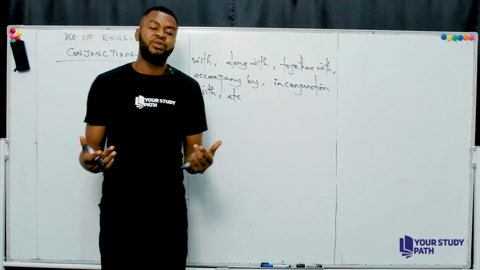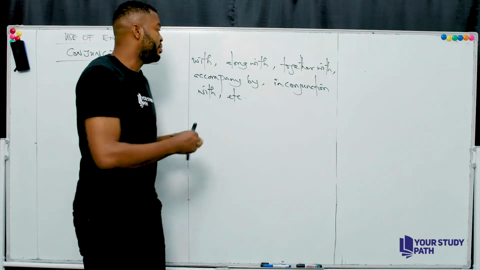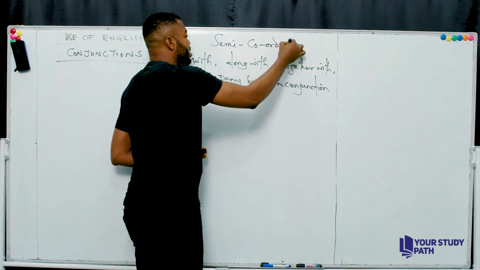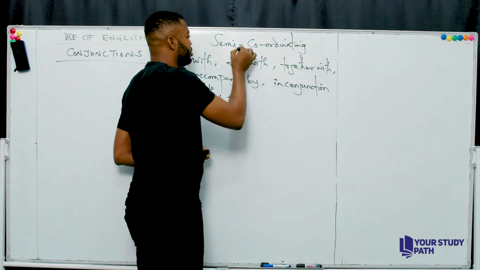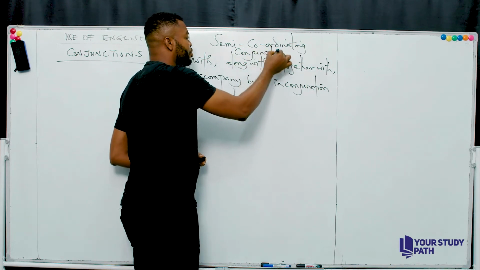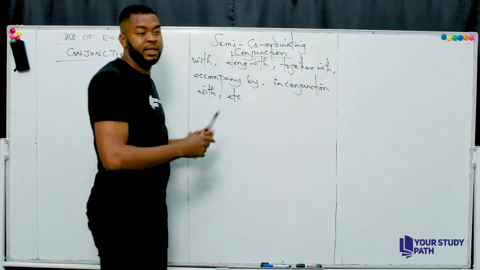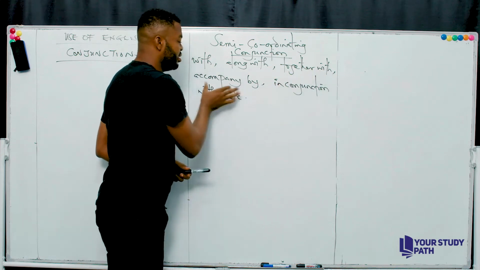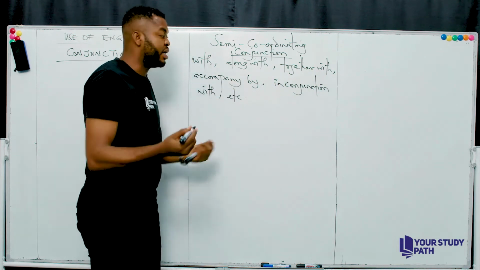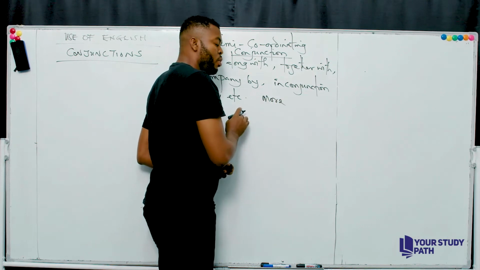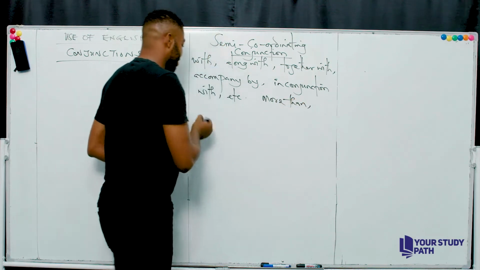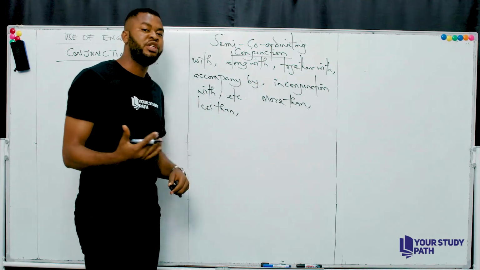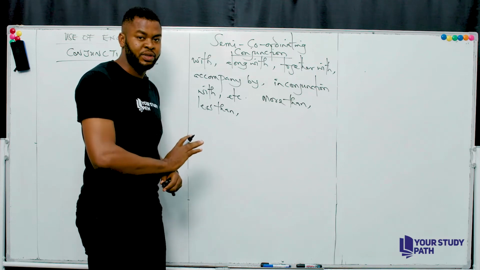And remember, there's a rule to that. This is an example of a semi-coordinating conjunction. You can have with, along with, together with, accompanied by, in conjunction with. You can even add more than. You can even have less than. Can you see that? So these are examples of semi-coordinating conjunction. I hope you understand this.